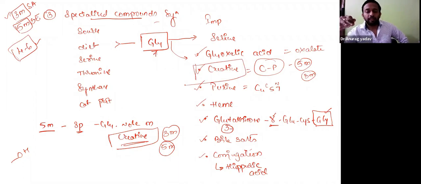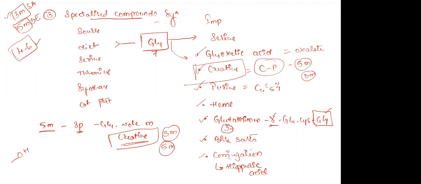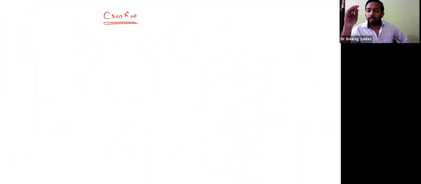So now we'll see creatine synthesis. Till now we have seen the important specialized compounds from glycine. Now we'll follow the creatine synthesis. Is it clear now? Yes. Very good. Sure. So we'll go about creatine. Now please don't confuse creatinine and creatine. Creatine is the compound synthesized from glycine.